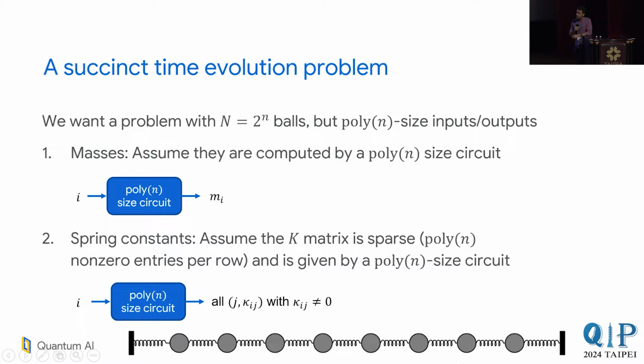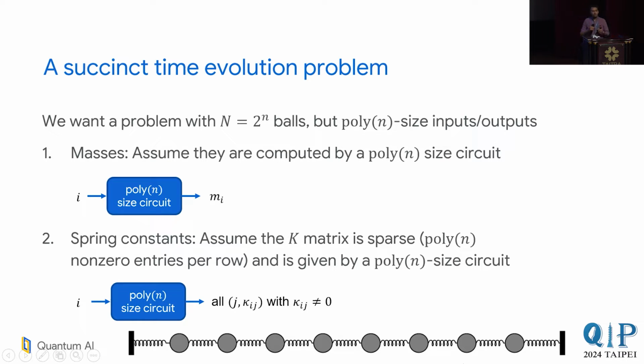Then let's get to the spring constants. The spring constants were described by a matrix, as I said before. This K matrix, I'm going to assume it's sparse. What that means is, even though it's a matrix of size 2 to the n by 2 to the n, there's at most poly n non-zero entries in any row or column. And the way the matrix is described is, again, by a polynomial size circuit, which accepts the label of a row and tells me all of the non-zero entries in that row. Because there's only polynomially many non-zero entries in any row, this can be done by a polynomial size circuit.